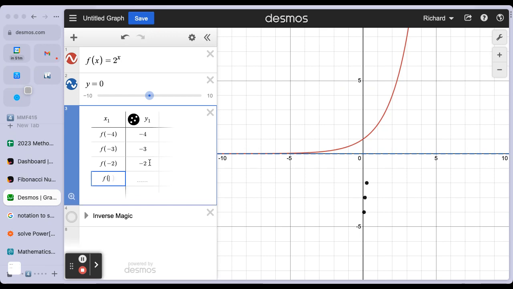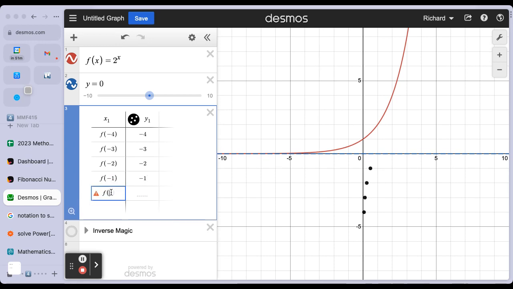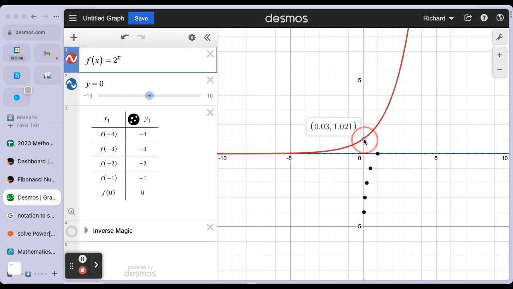I'll keep going. F of minus 1 and minus 1. F of 0 and 0. Unsurprisingly, the y-intercept of f of x equals 2 to the power of x becomes the x-intercept of the inverse, because the 0, 1 becomes a 1, 0, right?